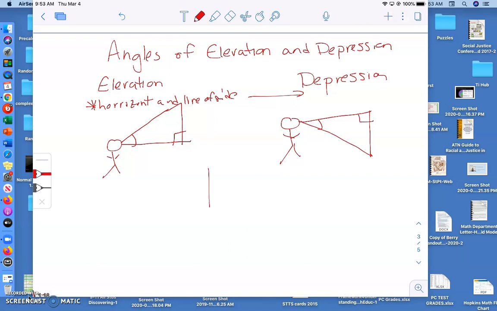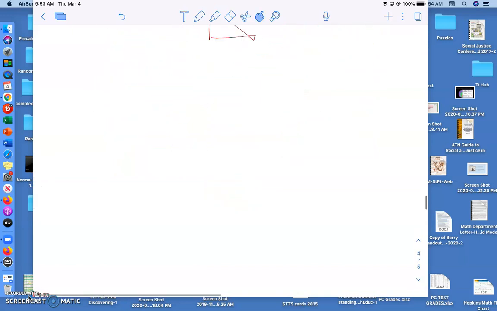Because a lot of people just like to look like this and they say this is depression, but again, it's with the horizontal and looking down. So that is actually your angle of depression and not just in a triangle going down.